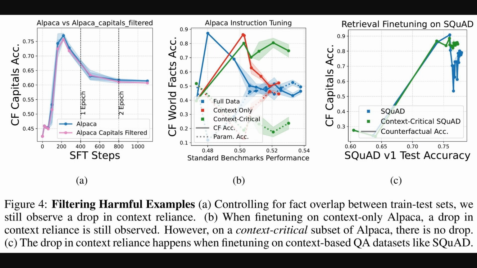Now, this figure gets into the why. Panel A shows that even filtering for simple fact overlap between the training and test sets doesn't prevent the drop in context reliance. But look at Panel B. When fine-tuning focuses only on context-critical examples, that green line, the reliance stays high. It only drops with the full dataset or context-only data. This strongly points towards the mix of training examples being the culprit here.